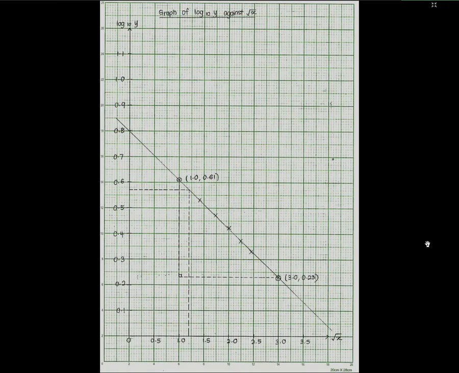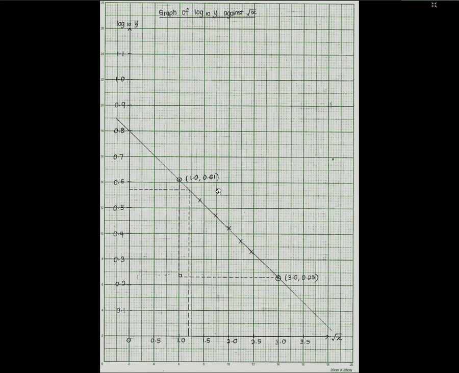Okay, as you can see, I've already labeled 2 new points over here. The first coordinate is 1.0, 0.61, and the second point is 3.0, 0.23. So what I do is I form a triangle between these 2 new points, and then from there I calculate the gradient of the straight line.